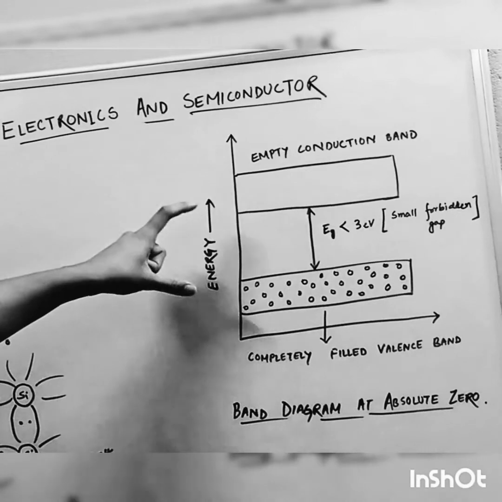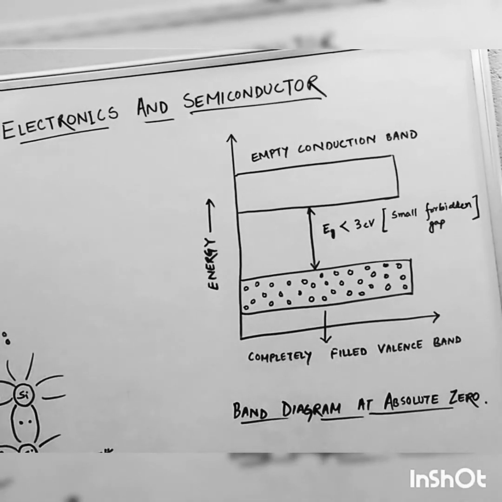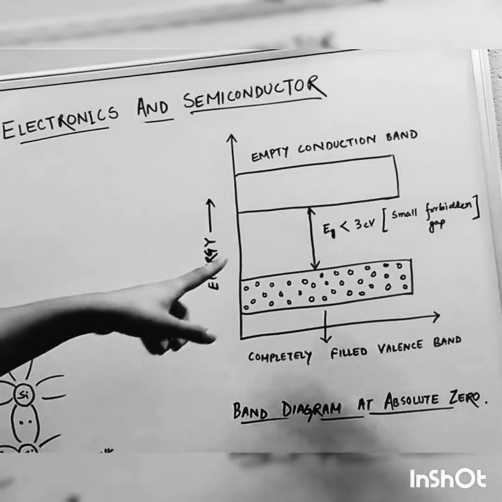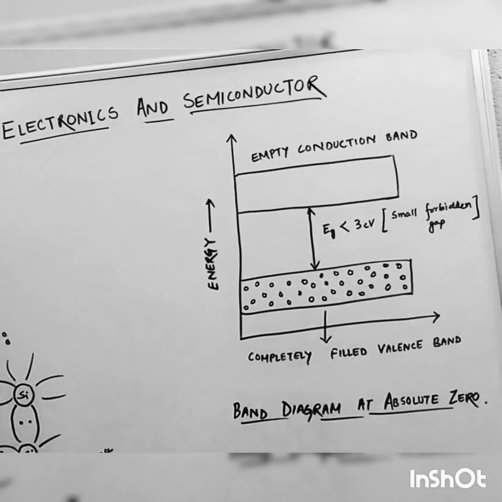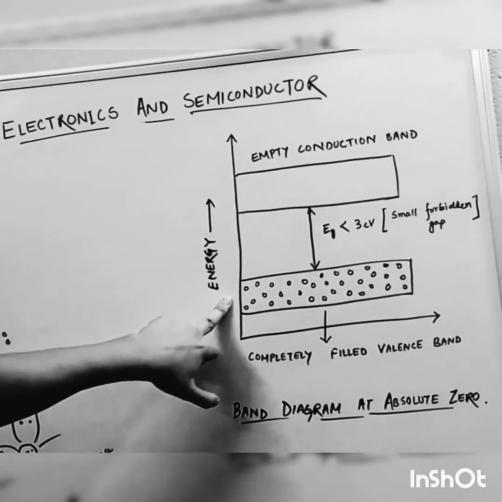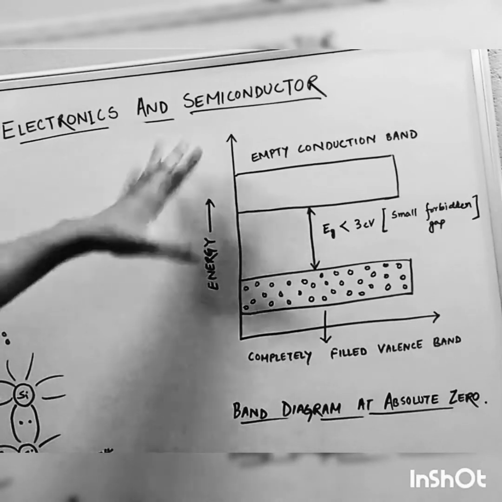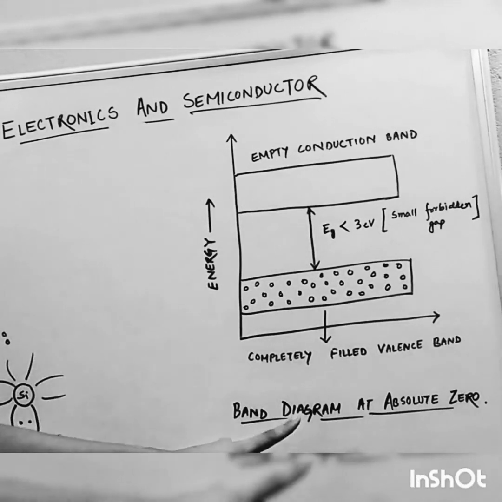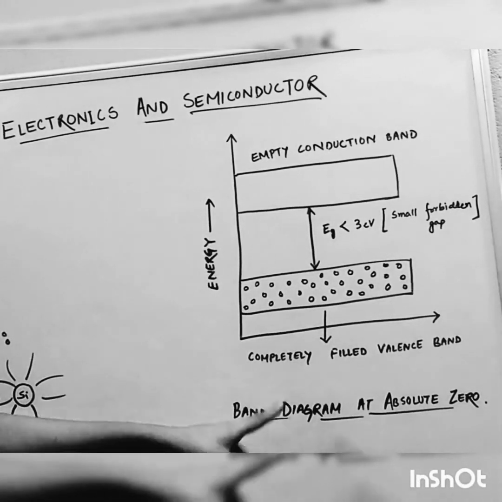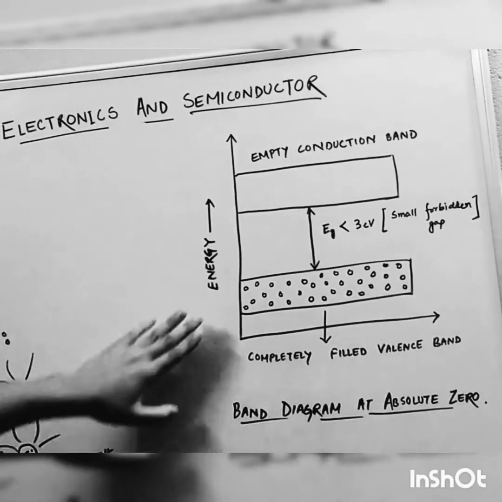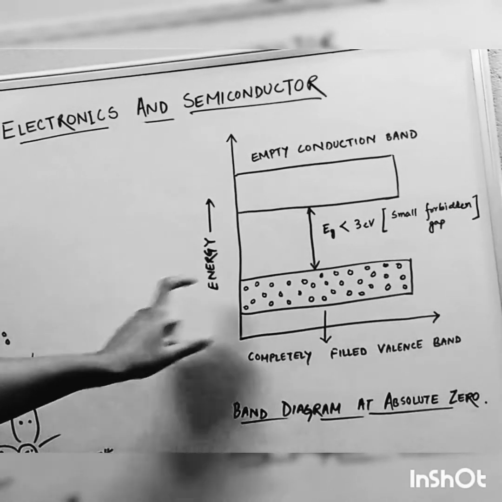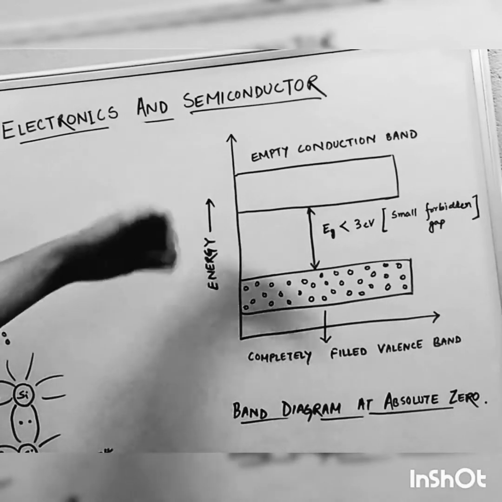So the band gap in case of semiconductor starts from 0.2 electron volt to 2.5 electron volt. The band gap is small in case of semiconductors. So here you can see the valence band is completely filled with electrons and the conduction band is completely empty. So this case is only at absolute zero. When the temperature is considered to be absolute zero, the valence band is completely filled with electrons and the conduction band is empty.